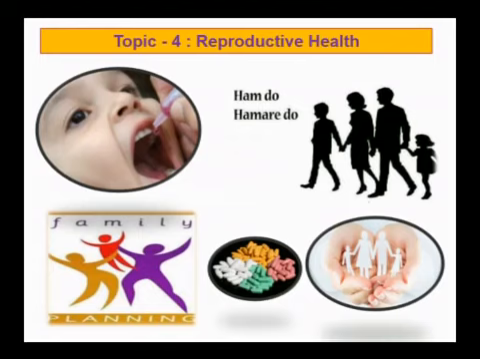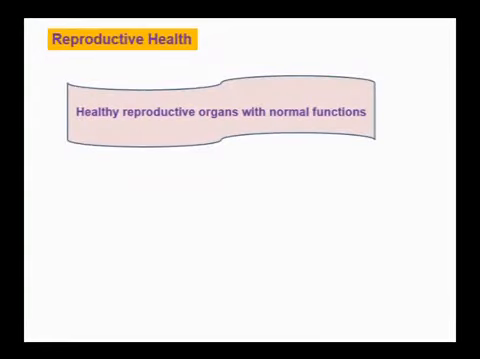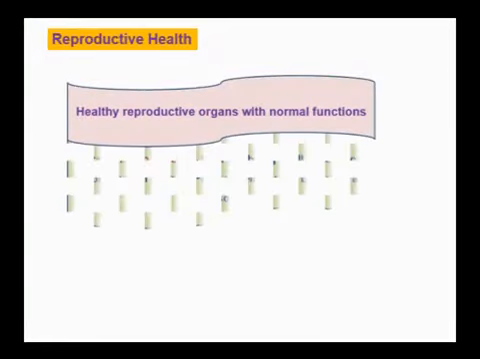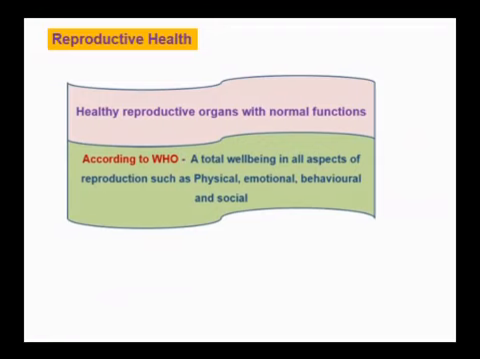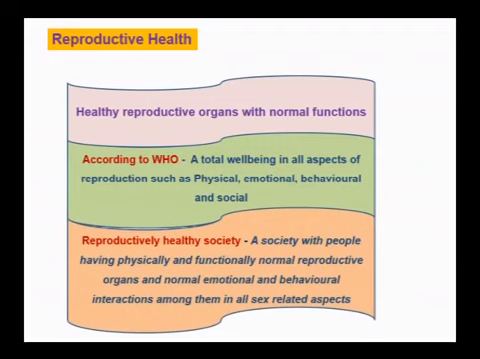Yeah, let us take up next chapter, reproductive health. Reproductive health refers to healthy reproductive organs with normal functions. According to World Health Organization, reproductive health is a total well-being in all aspects of reproduction such as physical, emotional, behavioral and social. Reproductively healthy society: a society with people having physically and functionally normal reproductive organs and normal emotional and behavioral interactions among them in all sex-related aspects. This we call a reproductively healthy society.